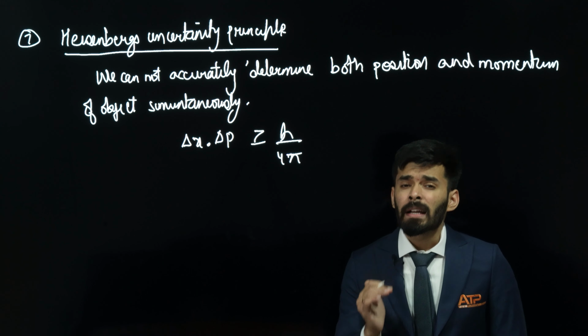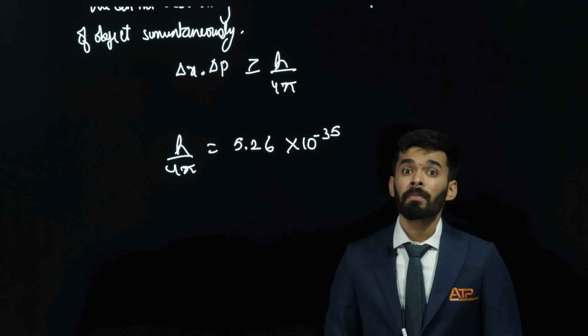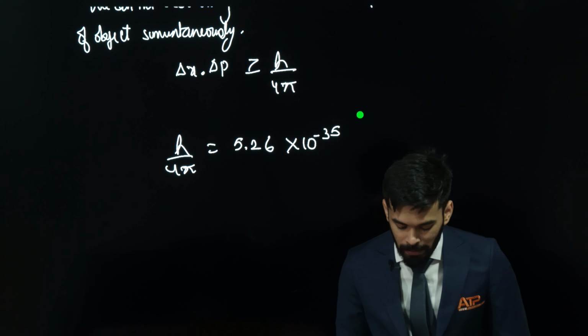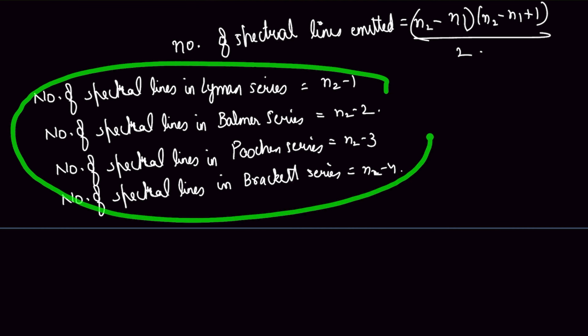This chapter is very important from school point of view, from JEE Mains and JEE Advanced point of view. A lot of questions are asked each year from this chapter. I would recommend you to learn the value of h upon 4 pi to save time in exam, and the value of h upon 4 pi is this shortcut. Then we can get the answer very quickly.